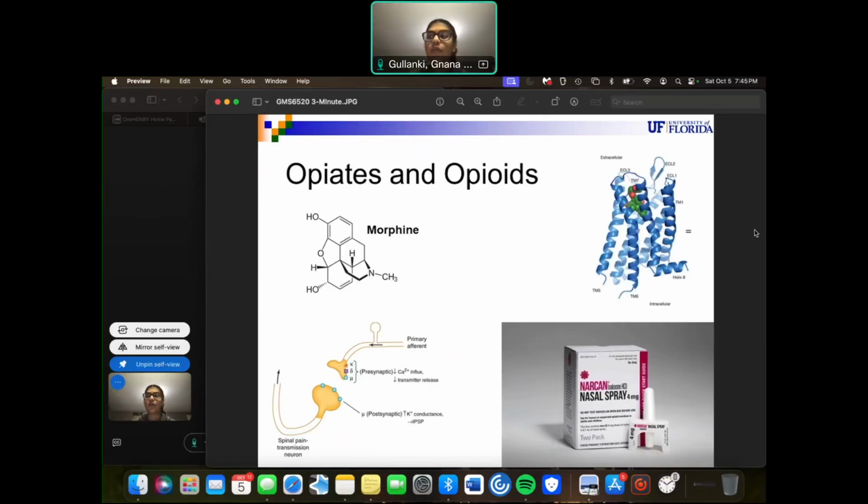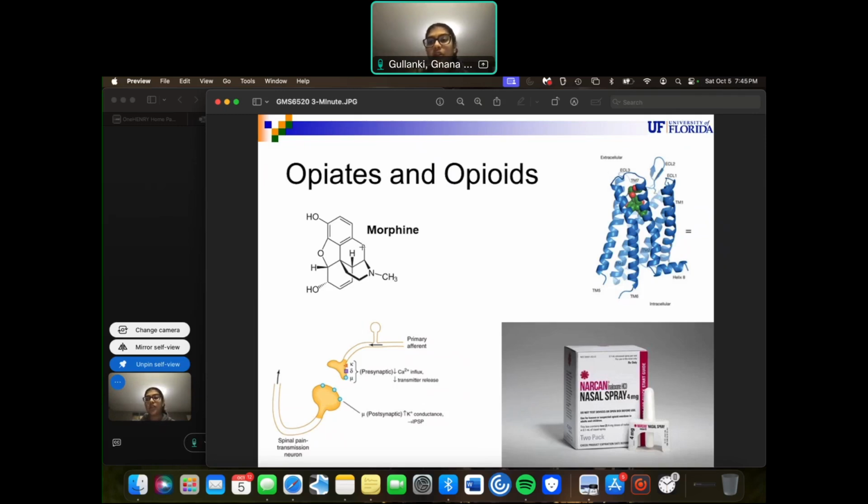I am a freshman here at University of Florida in the master's program, and today I will be talking about opioids and opiates. So, opioids come from a natural compound called opium, and this compound is used to make things like morphine, right here, and codeine and threonine that can be used for pain management.